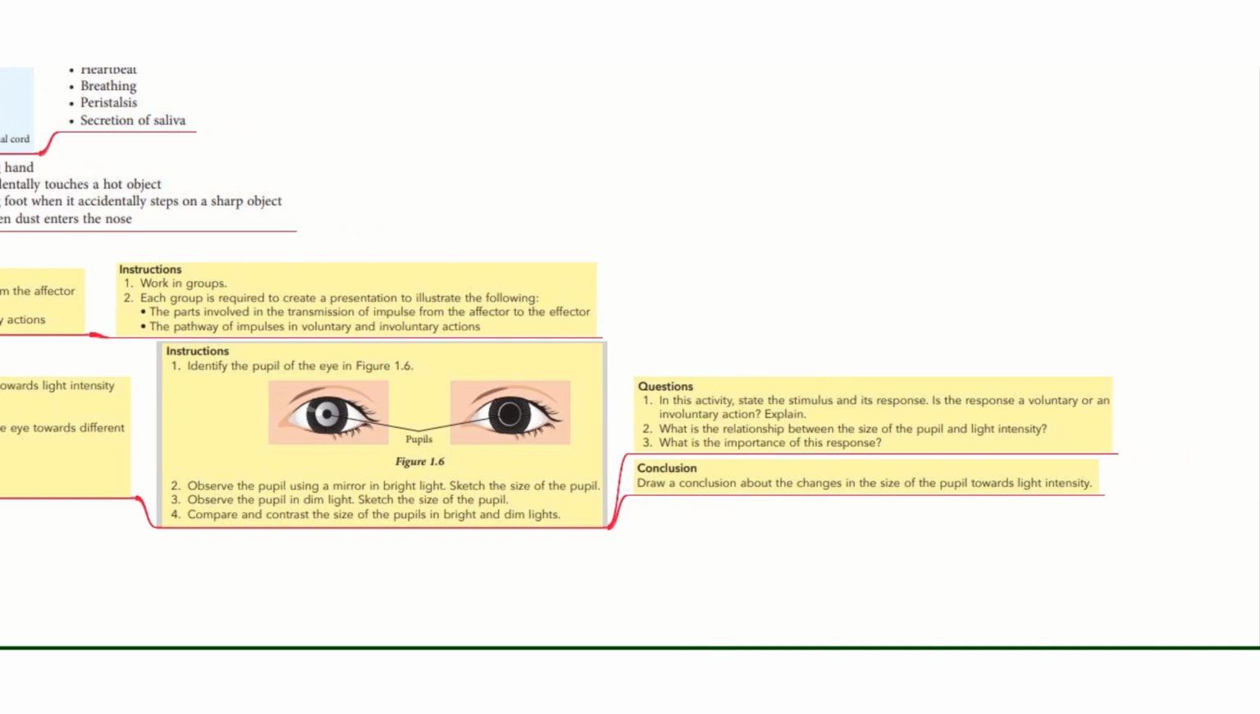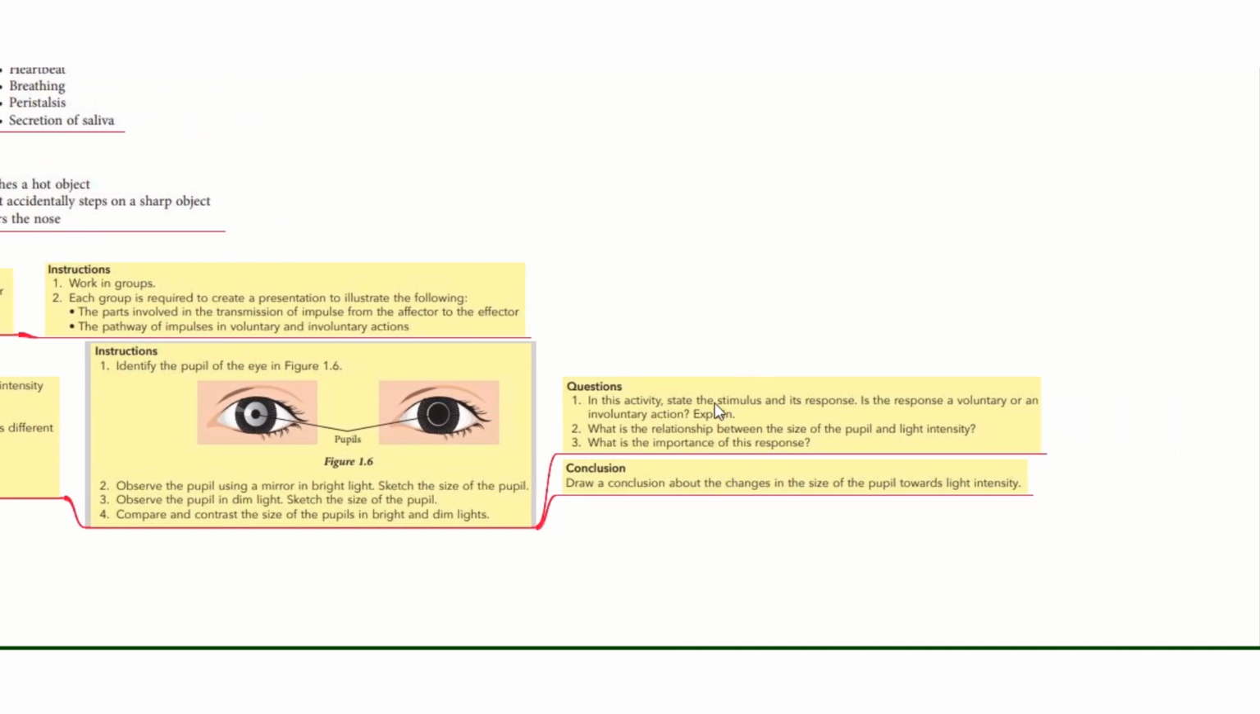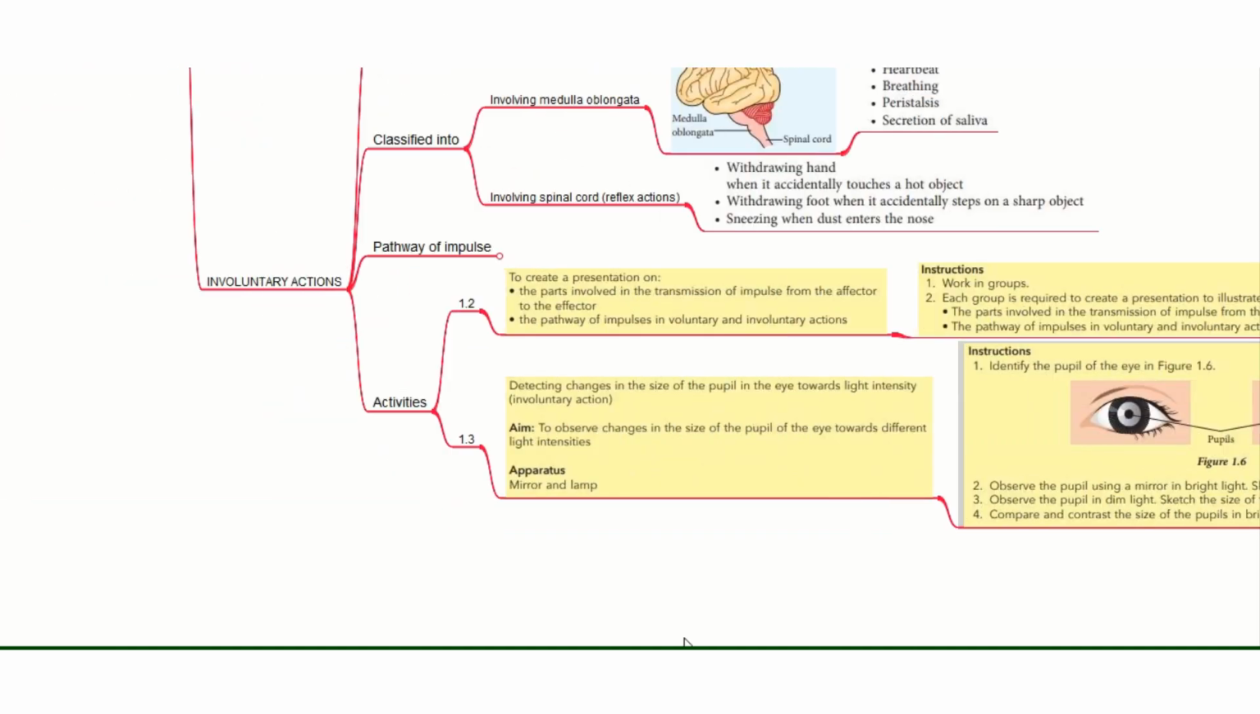Questions. Number 1, in this activity, state the stimulus and its response. Is the response a voluntary or an involuntary action? Explain. Number 2, what is the relationship between the size of the pupil and light intensity? Number 3, what is the importance of this response? Conclusion: draw a conclusion about the changes in the size of the pupil towards light intensity. Okay, that's the activity for 1.3.